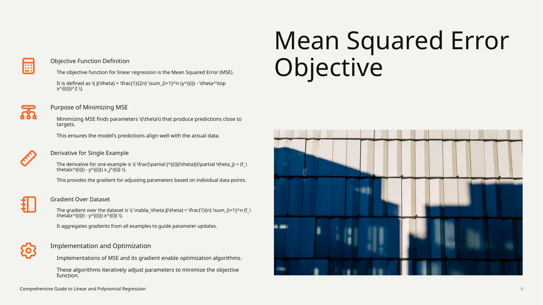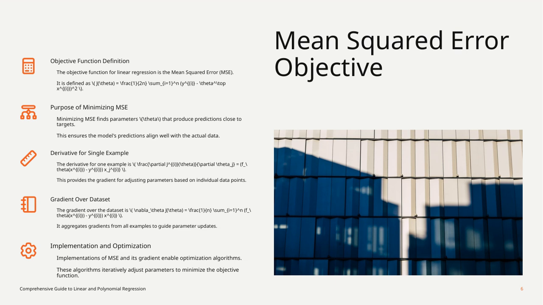Let's take a closer look at the mean squared error objective, which is central to both linear and polynomial regression. This objective guides us in adjusting our model parameters to make better predictions. When we implement MSE and its gradient, we enable optimization algorithms to work effectively. These algorithms iteratively tweak the parameters to minimize the objective function, leading to improved model performance.